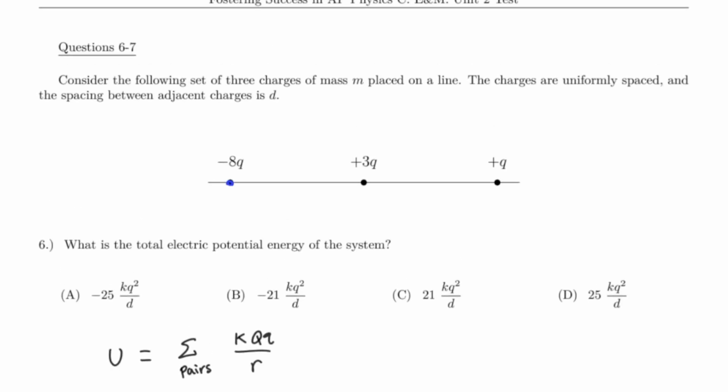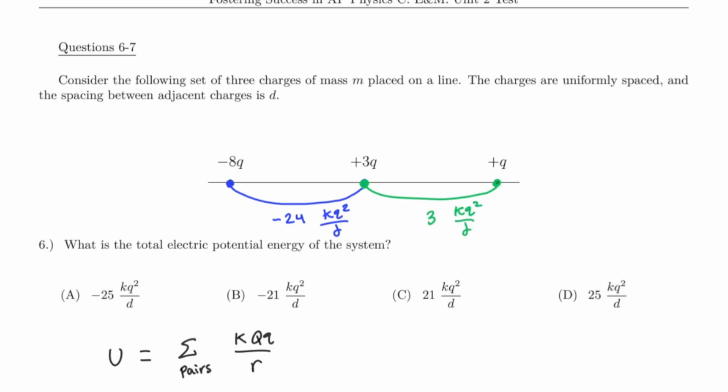So first we can make my blue pairing. So this would be -8 times +3, because again, potential energy is negative if the charges are opposite, because it's bound, right? These charges are in debt. So I would get -24 kq squared over d, because 8 and 3 make -24, accounting for signs. Then my green pairing here would be 3 and 1 make 3, so this would just be 3 kq squared over d.